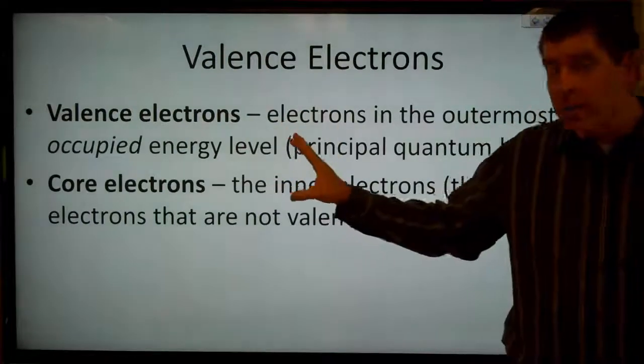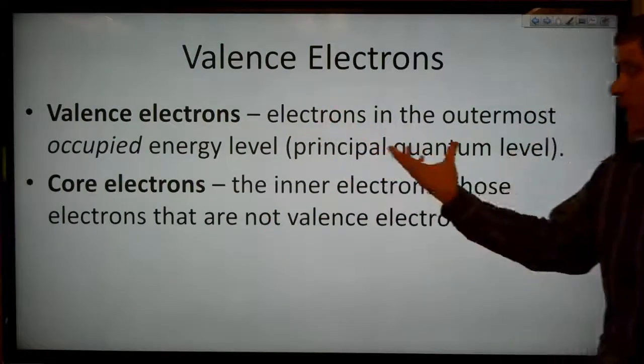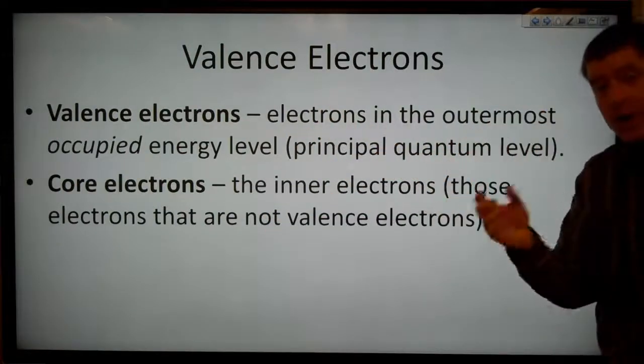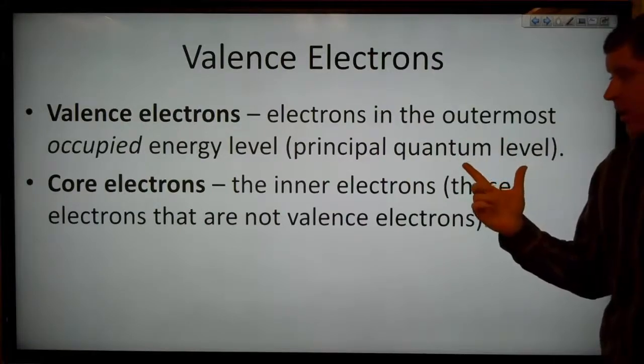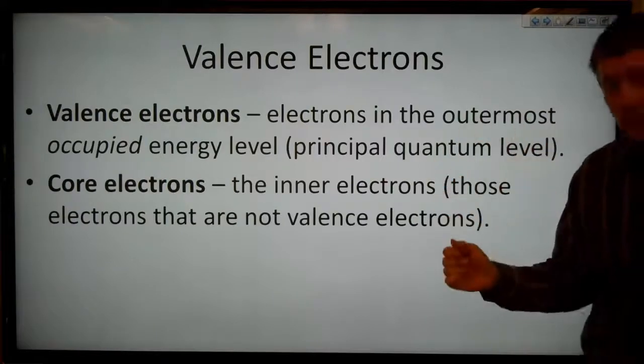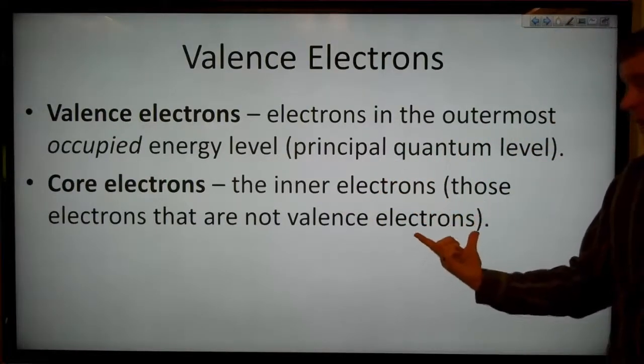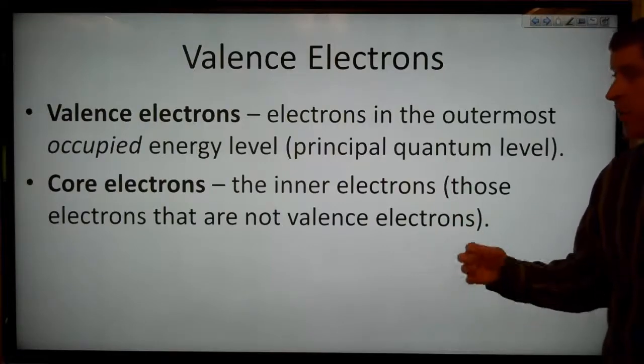All right, so now we want to differentiate between valence electrons and core electrons. Valence electrons are electrons that are in the outermost occupied energy level. So this is the principal quantum level, so the outermost n value. Core electrons are inner electrons. So those are the electrons that are not valence electrons.